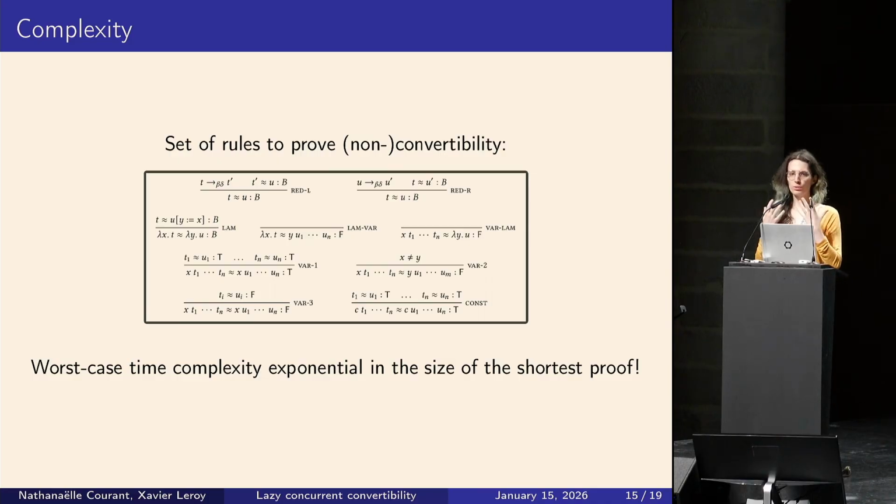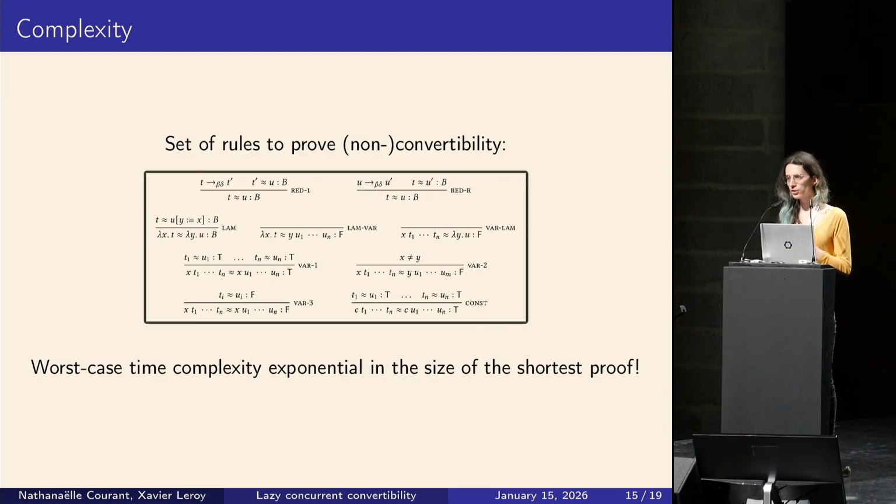So, with all these rules, we can prove convertibility efficiently, and we expressed what this efficiency means. We assume that we have a given set of rules to prove convertibility or non-convertibility of two terms. We give them in the paper, and we prove that the complexity of our algorithm is, in the worst case, exponential in the size of the shortest proof.